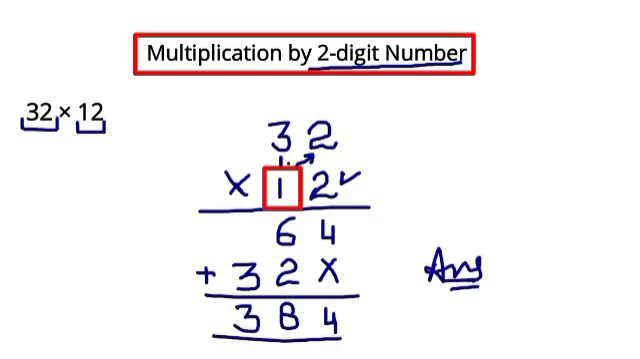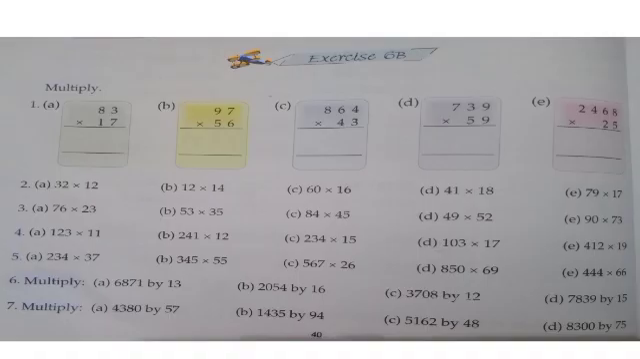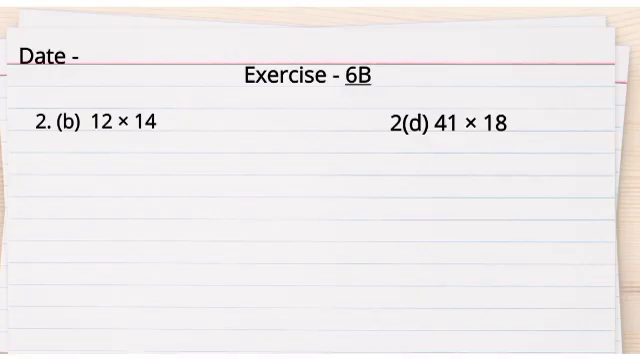Your answer is 384. Now for better understanding, let's practice some more questions from your book, exercise 6b, and the page number is 40, right? First of all, write the date here. Then mention exercise 6b. Now the first question you will do in your book yourself.